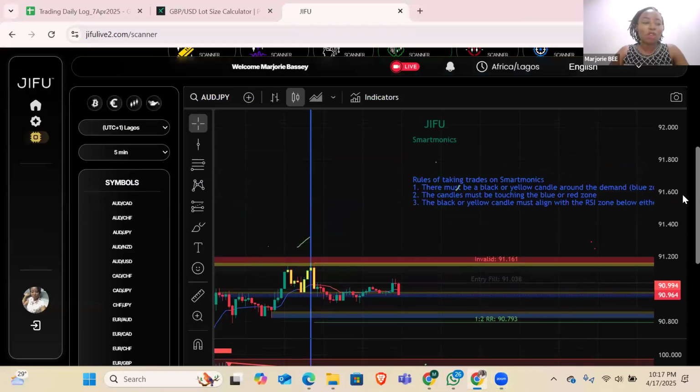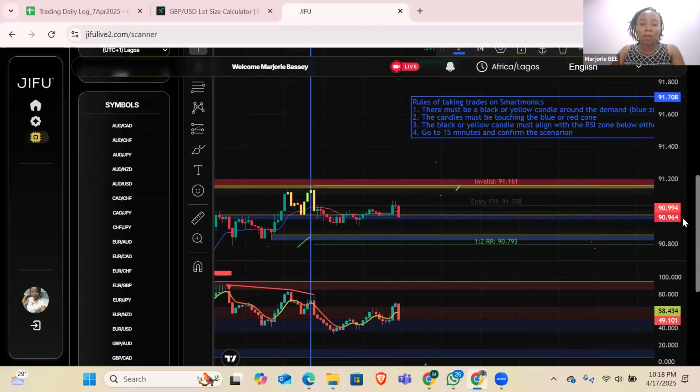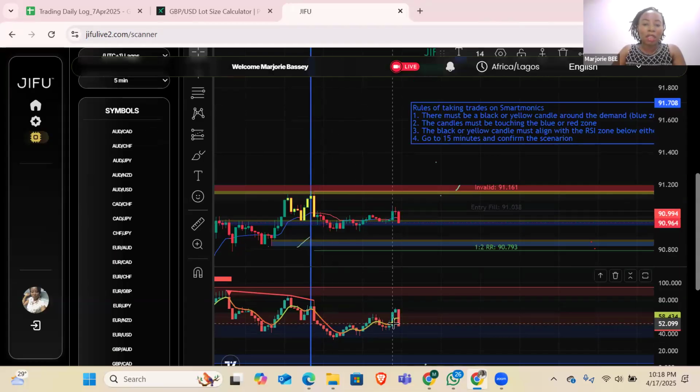Now, your final confirmation is for you to go to your 15 minutes. Your fourth confirmation is that you go to 15 minutes. Let me type it out first. You go to 15 minutes and you confirm the scenario, whether the yellow candle sits in the same zone. So you just go to 15 minutes and check whether this black or yellow candle on the 15 minutes is sitting in that same zone.